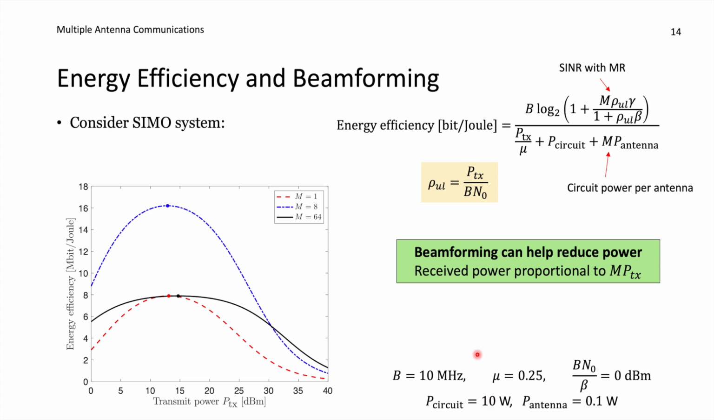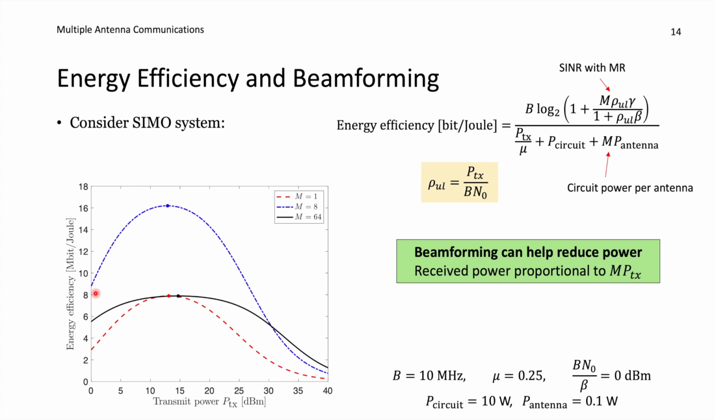Now I still have the same parameter values as before, but I assign P circuit to be 10 watt and P antenna to be 0.1 watt or 100 milliwatt. In the curve here, I'm showing the energy efficiency in megabit per joule as I'm changing the transmit power. And there are 3 curves. The red one is with 1 antenna, the blue one is with 8 antennas, and the black one is with 64 antennas. We can see that the optimal transmit power is roughly the same for all these curves, but the position along the vertical axis is very different.